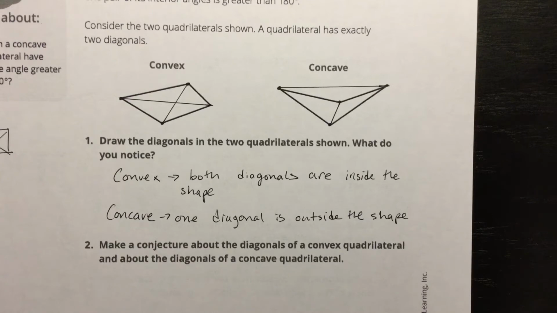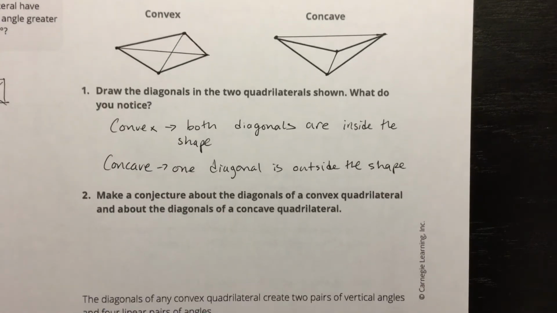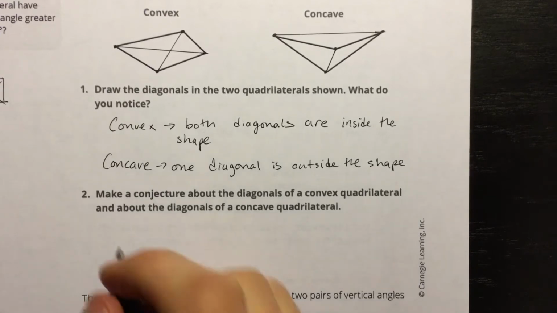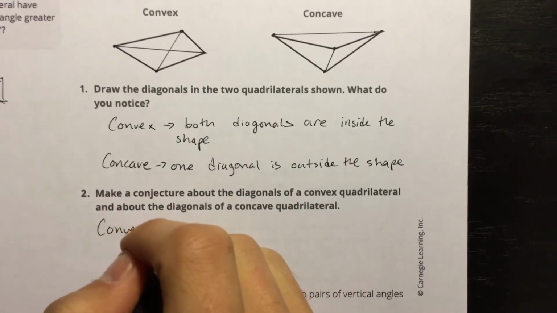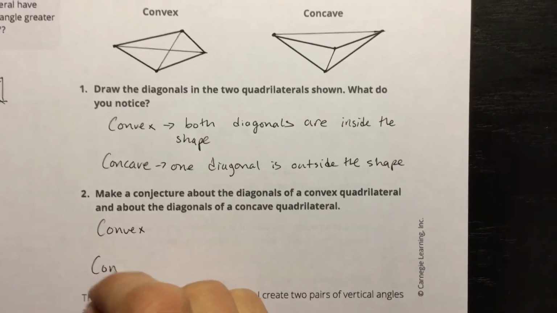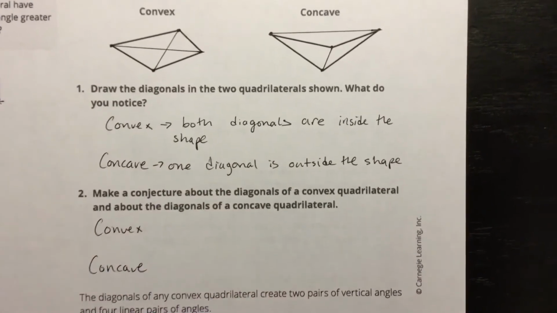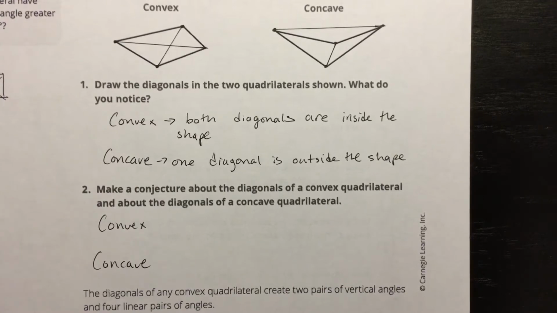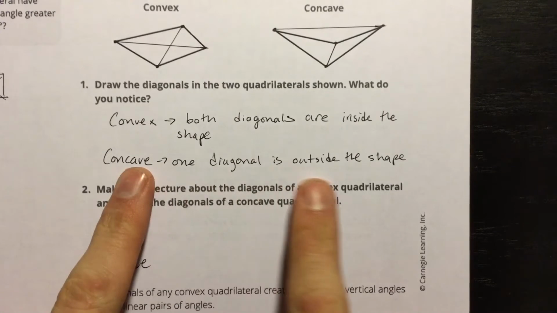Now, number 2, okay, we're going to make a conjecture about the diagonals of a convex quadrilateral and about the diagonals of a concave quadrilateral. So we need to make 2 different conjectures, one for convex, one for concave. Okay, and the best way that I would think about trying to make a conjecture for these things is to work off of what you just noticed up here.